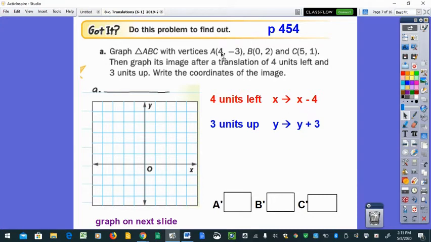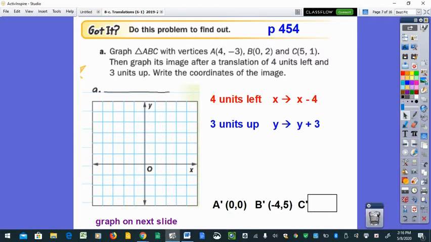I'm going to take the coordinate, X coordinate 4, and 4 minus 4 would give me 0. Put in the Y, and -3 plus 3 would also give me 0. So the new A prime would be positioned at the origin, 0, 0. Take your X coordinate, 0 minus 4 is -4. Take your Y coordinate, 2 plus 3 gives you 5.